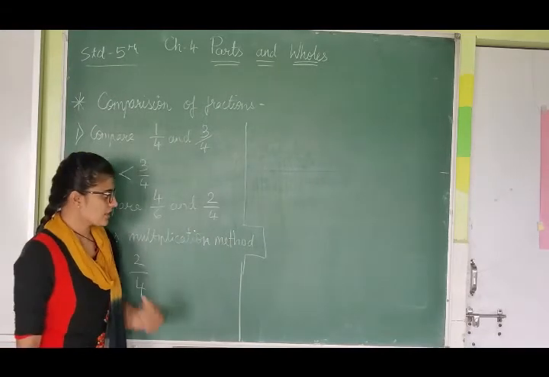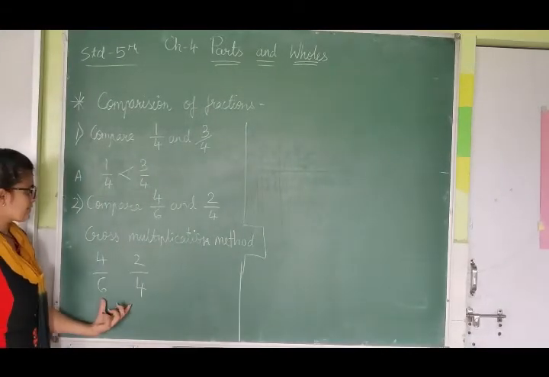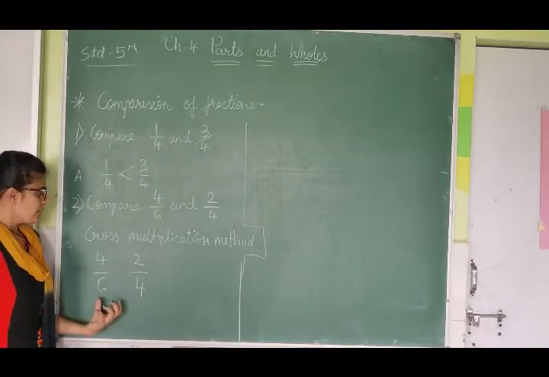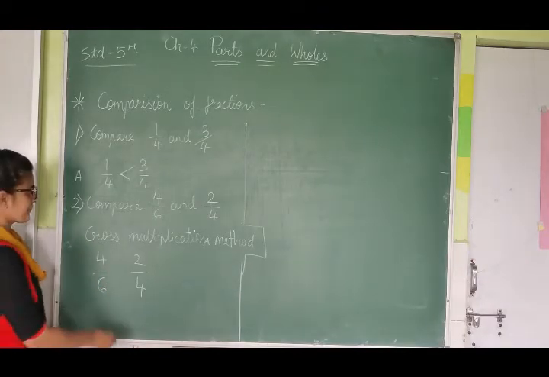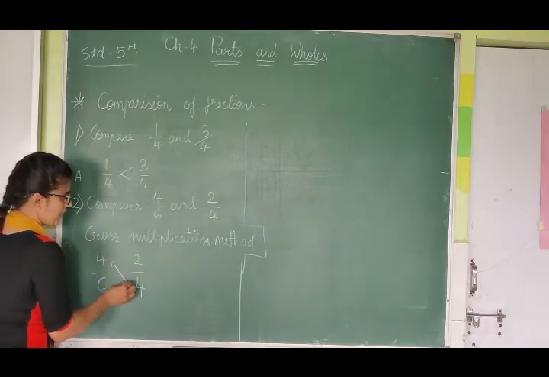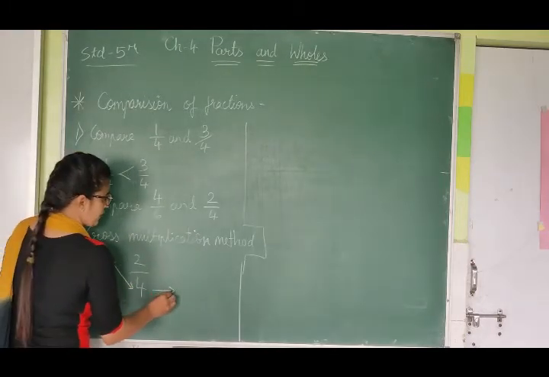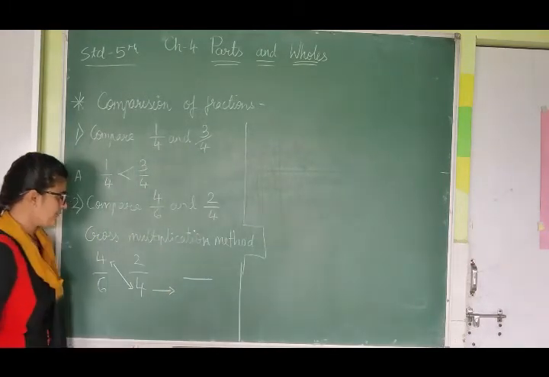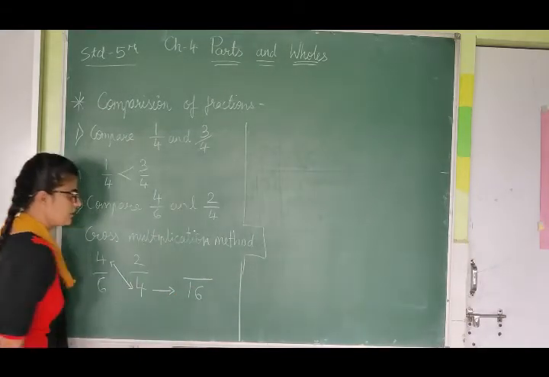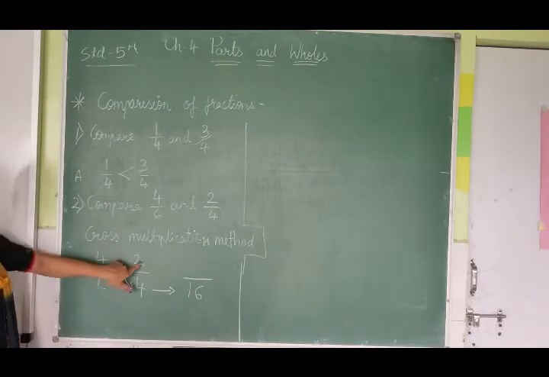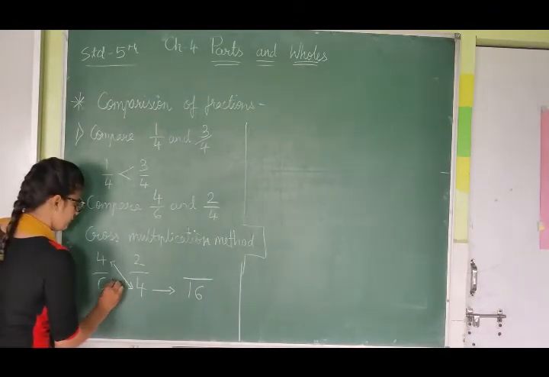Cross multiplication method we have to use. Here I have written 4 by 6 and 2 by 4, putting some space between them. Now we have to cross multiply them. That means this 4 we have to multiply with the 4, and the answer we have to write down over here. So 4 4s are 16. 16 will be the denominator, and 6 we have to multiply with the 2.